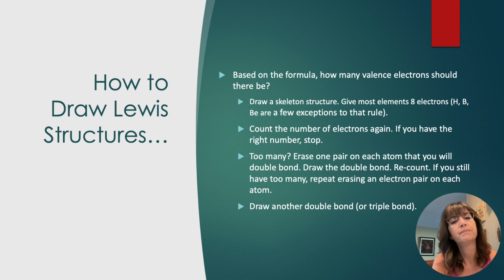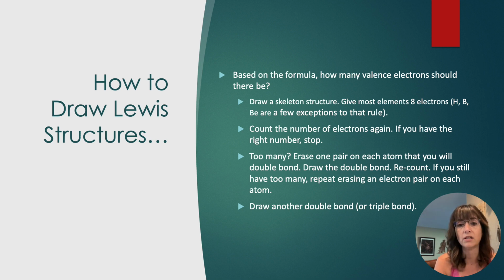It's my cuckoo clock. How do you draw a Lewis structure for a compound? Well, you need to know, first of all, how many valence electrons there should be altogether. So let's say you have something simple like H2O. Hydrogen has 1 valence electron, but there are 2 of them, so now we're up to 2. Oxygen has 6. 2 plus 6 is 8. So your total number of valence electrons is going to be 8.